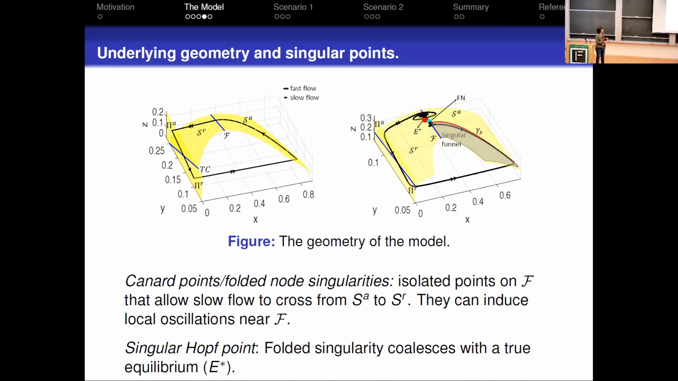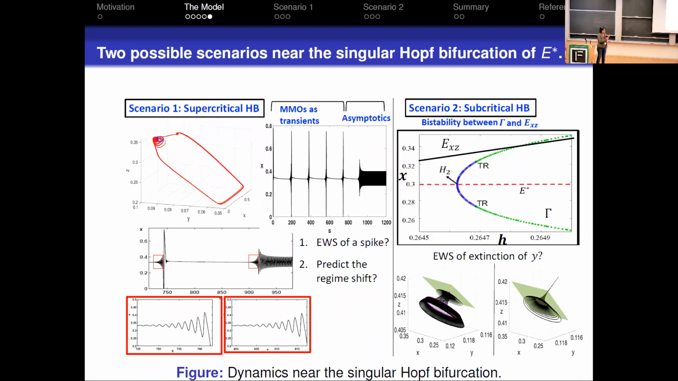So we'll be looking at a parameter regime where we have a singular Hopf bifurcation in our system, and we'll be looking at two scenarios. In the first scenario, we'll assume that our singular Hopf bifurcation is supercritical. That's scenario 1. And in scenario 2, our Hopf bifurcation is subcritical.